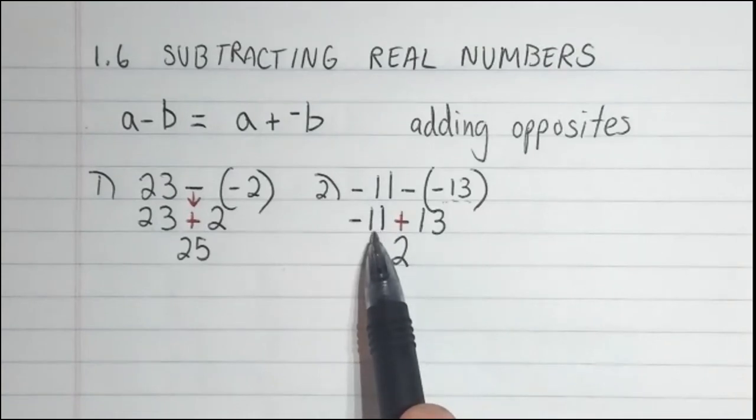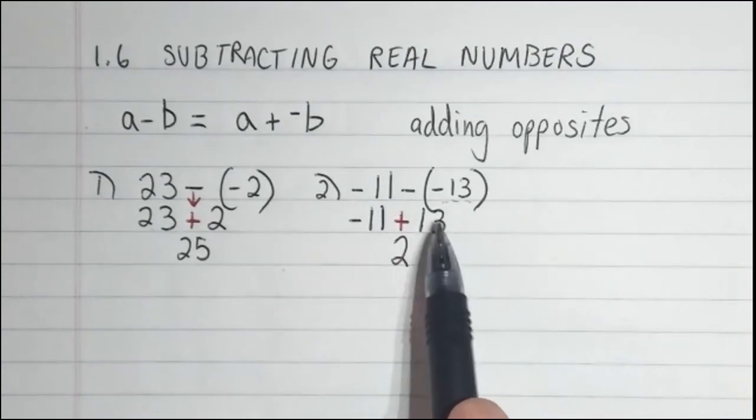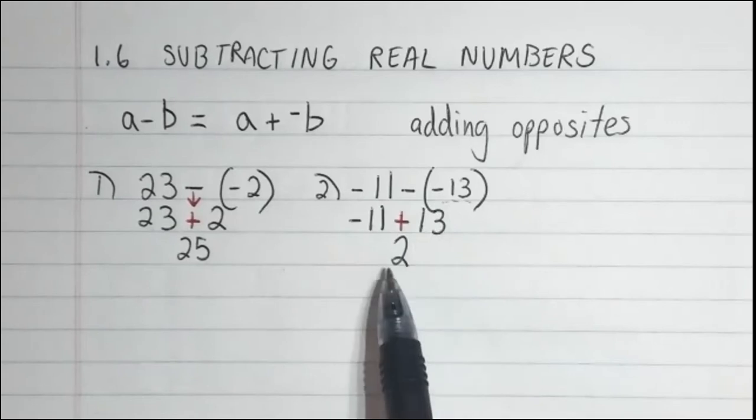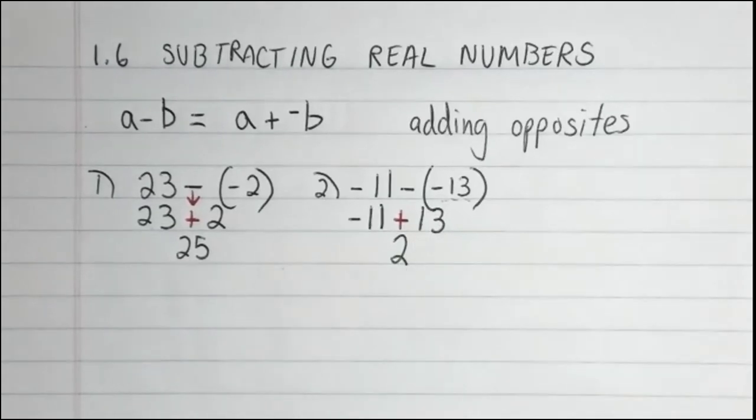And then the last thing we do is decide positive or negative 2. Again, we got 11 negatives, we got 13 positives. So what's going to win? Positives are going to win. So our answer would be a positive 2.